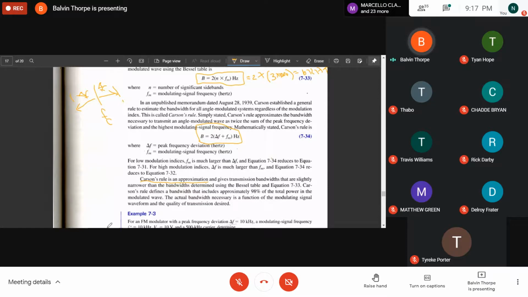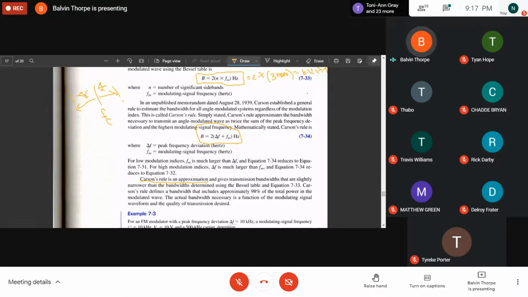Just that alone tells you something. What does it say? It says Carson's rule is an approximation and gives a transmission bandwidth. And I did say that before. You guys remember I said it before?